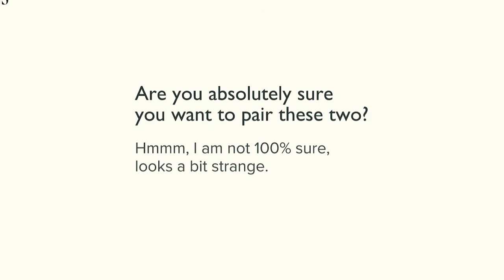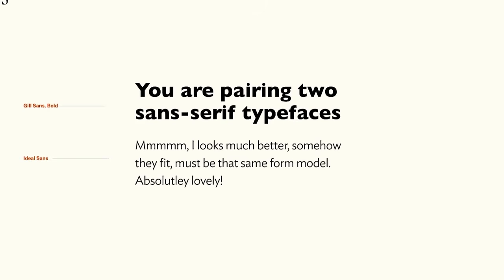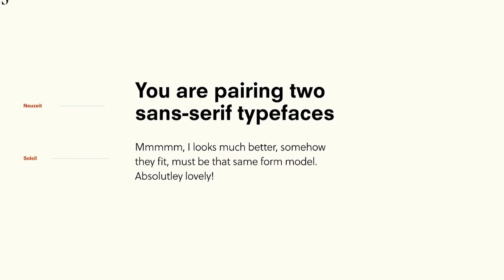For example, dynamic sans serif, also known as humanist, together with geometric sans serif. These two would not work well together. They have a different form model, and paired together, they are in a clash. If you really need to combine two sans serif, try combining two of them which have the same form model, like two dynamic sans serif typefaces. Here is another example of two dynamic sans serif typefaces paired together. Or just try two geometric sans serif typefaces, depending on the overall vibe of the project.